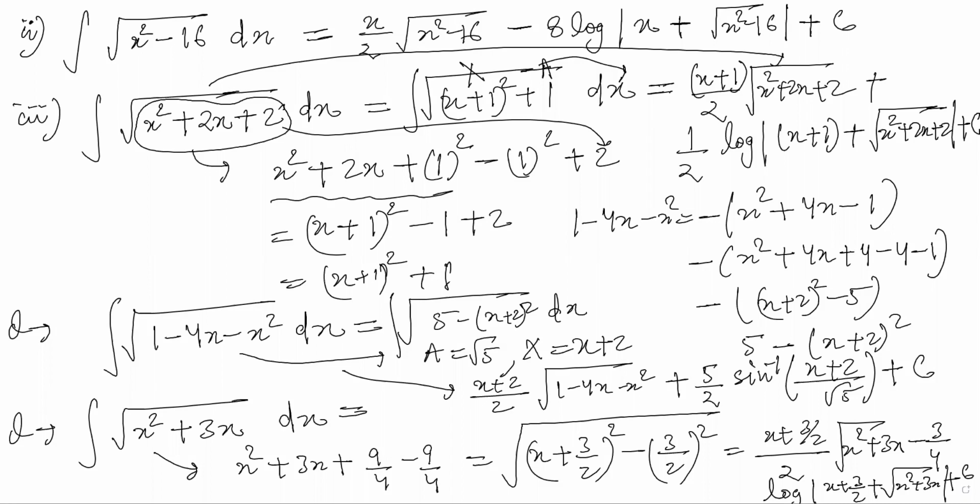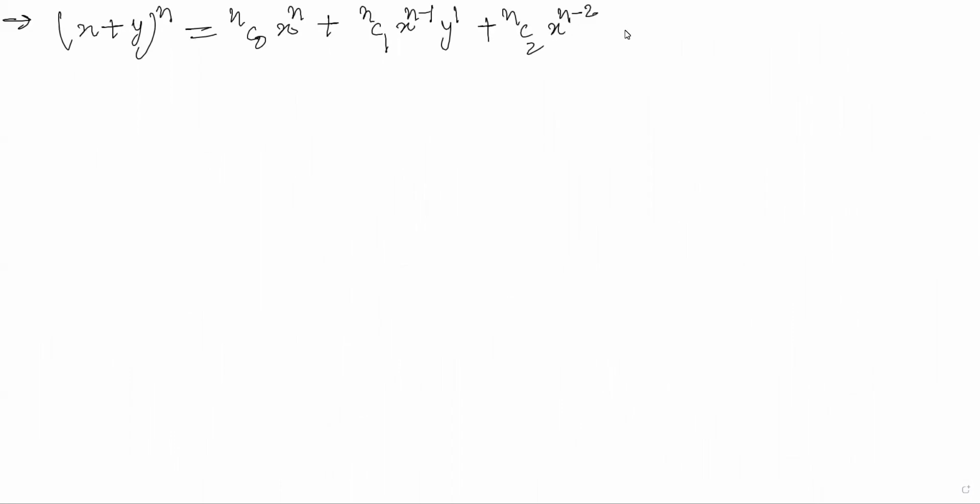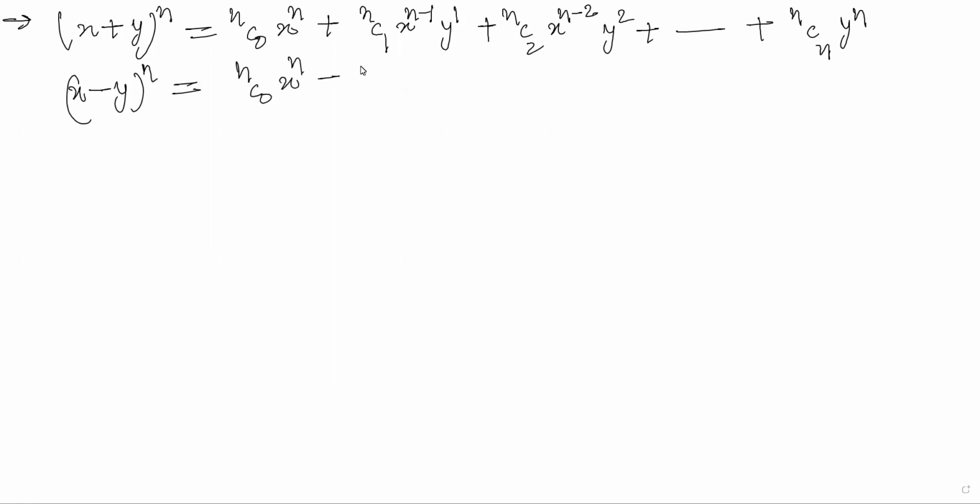So I'll first tell you what we discussed yesterday. We have already discussed that to expand (x plus y) to the whole power n, we need nC0 x to the power n, nC1 x to the power n minus 1, y to the power 1, and subsequently the power of x will decrease and the power of y will increase, reaching up to nCn y to the power n. And if I write (x minus y) to the whole power n, it will be nC0 x to the power n, alternate positive negative.